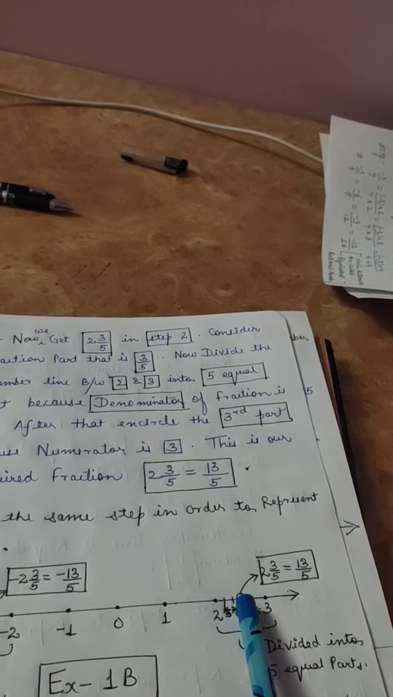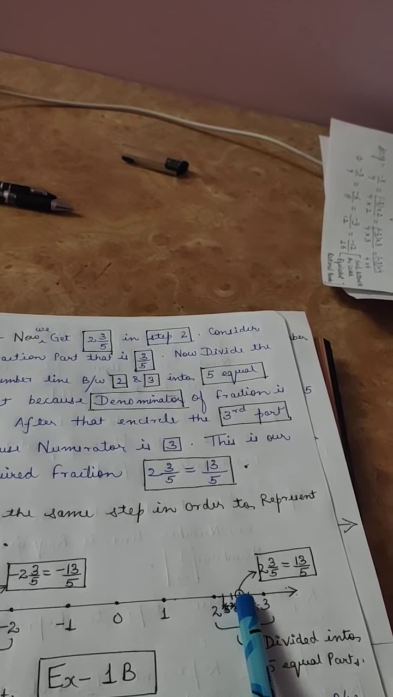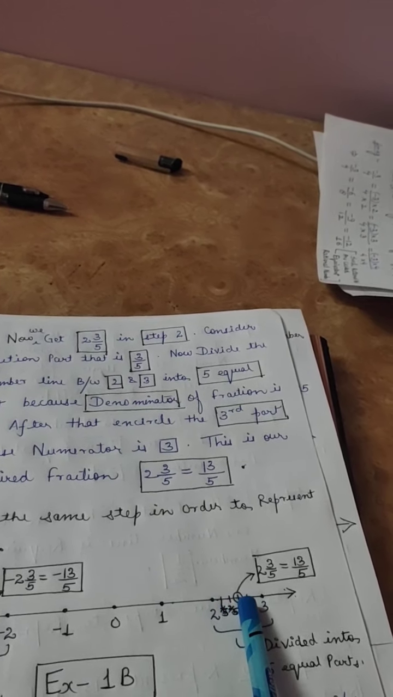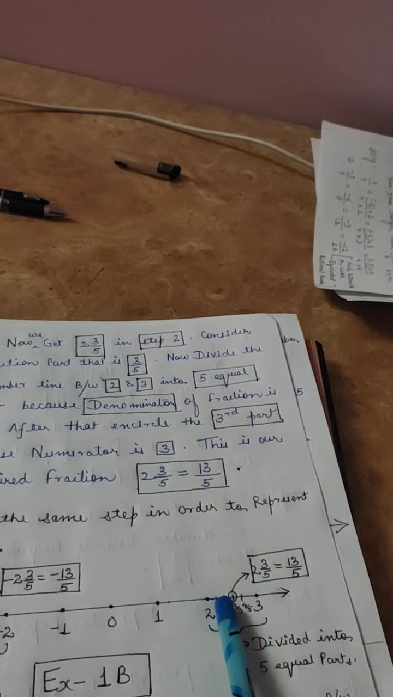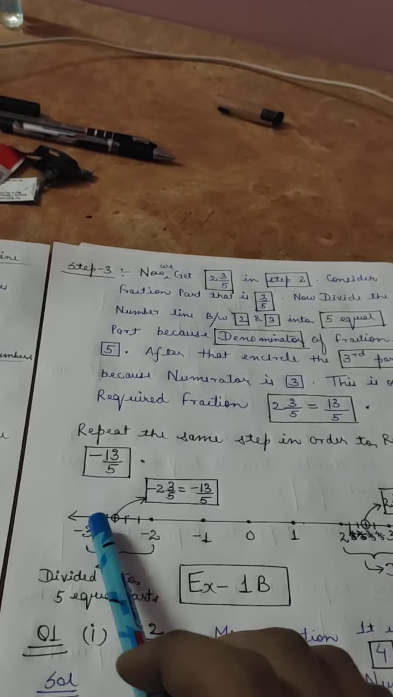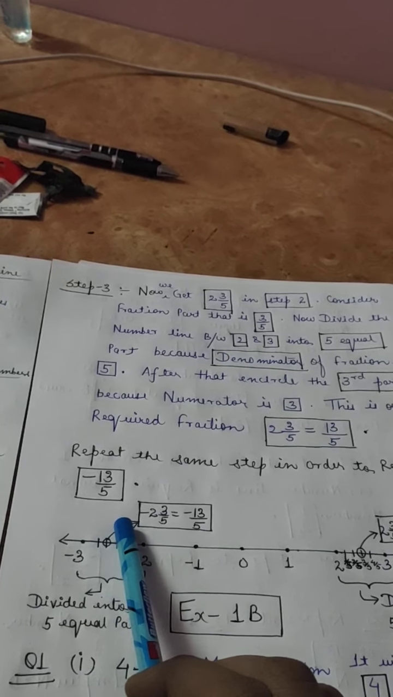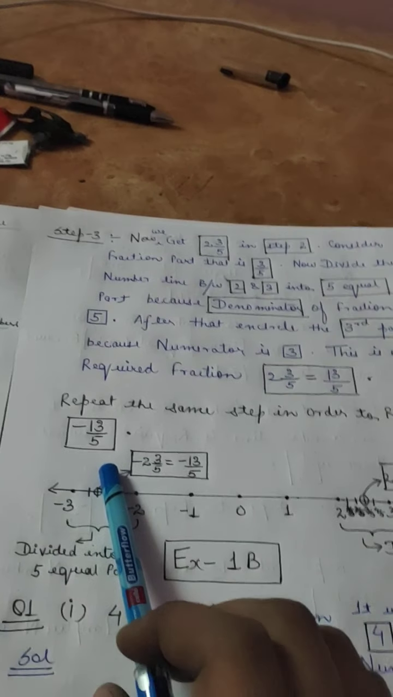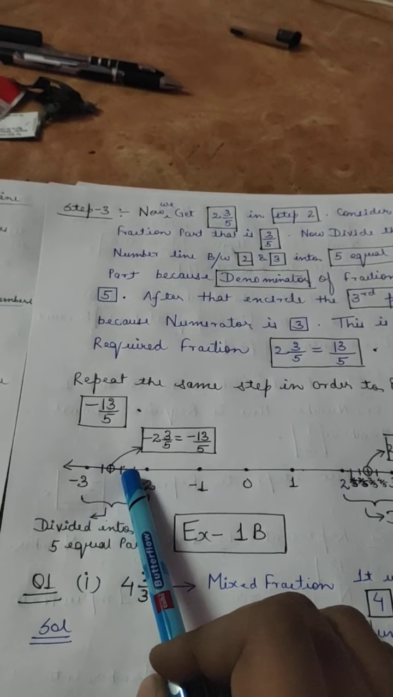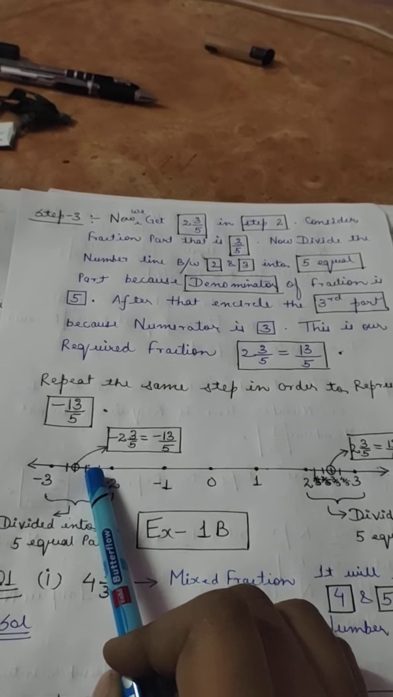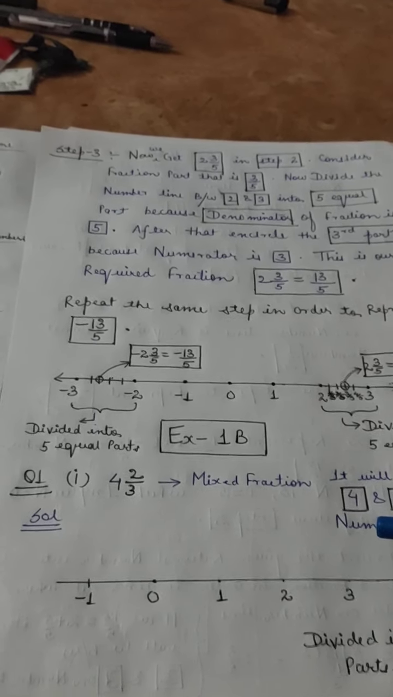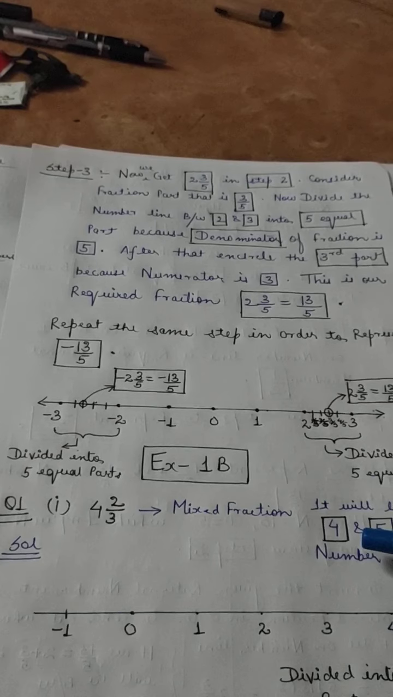Then we have checked the numerator. The numerator is coming out to be 3. So the third part will represent the fraction 13 by 5. Similarly, we have done it to represent minus 13 by 5 on the left hand side of the number line. So this is the required procedure that you have to follow in order to represent numbers on the number line. Similarly, come to exercise 1B.